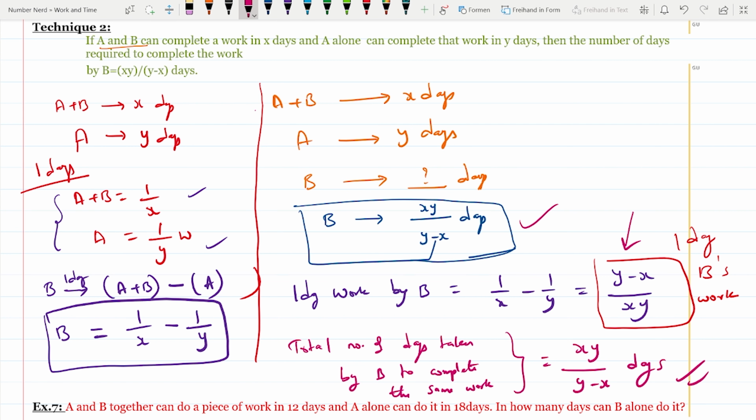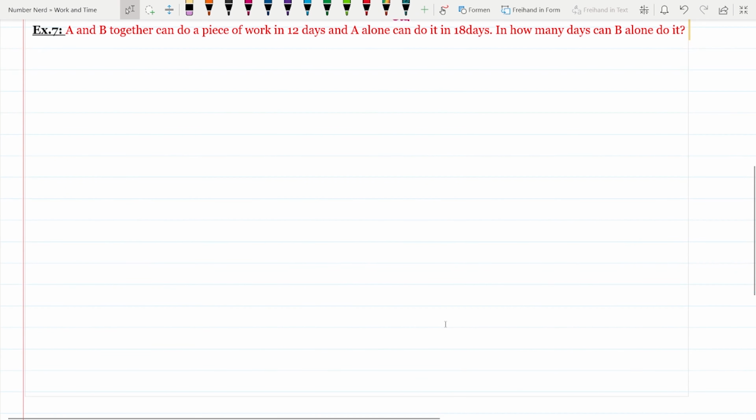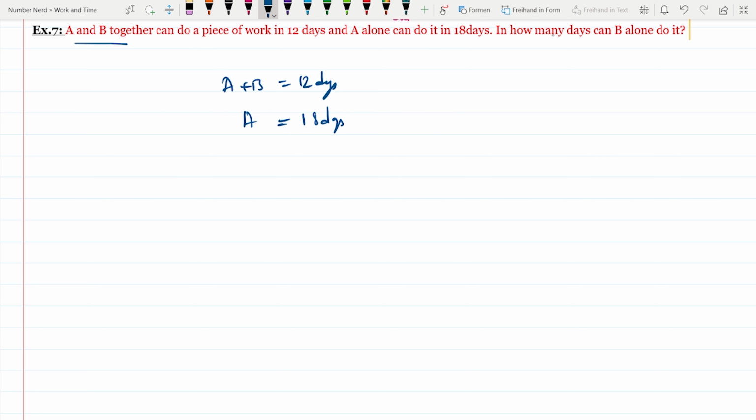So let's go for the example. The example says: A and B together can do a piece of work in 12 days. A alone can do it in 18 days. In how many days can B alone do it? This is the question given. So let's first calculate the work done by them in one day.